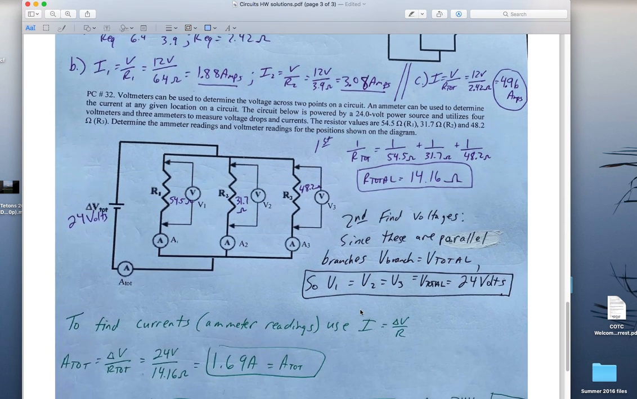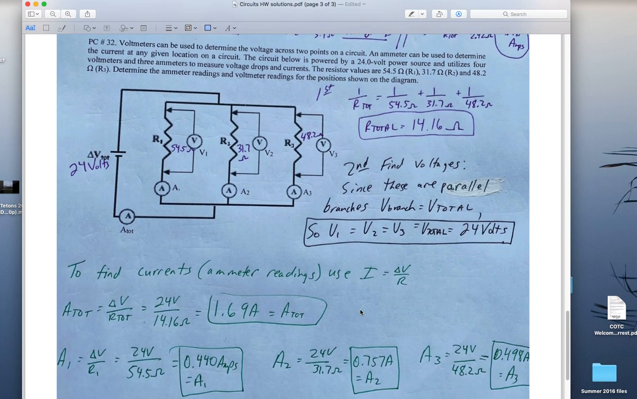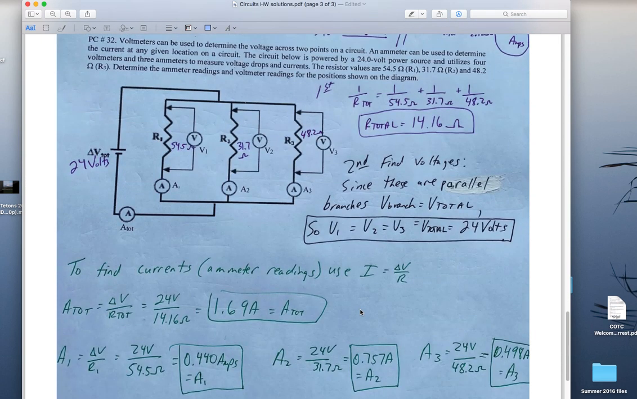For 32, what I've got here is a parallel circuit. I've got 1, 2, 3, 4 ammeters, which I've labeled A total, A1, A2, A3. I don't know why that 1 is so small. And 3 voltmeters, V1, V2, V3. So first I'm going to get the total resistance again, doing the reciprocals. That gets me a total resistance of 14.16 ohms.